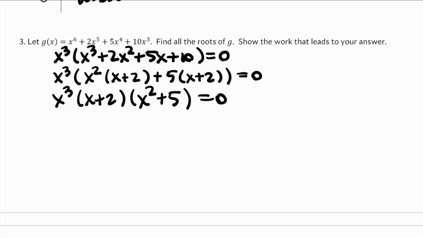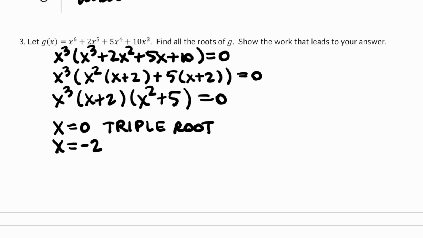So, okay, now that I've got it fully factored, I'm ready to solve, right? If any of the factors were equal to 0, the whole product of them would equal 0. And so if x cubed was equal to 0, that would only happen when x was equal to 0. Now that is going to be a triple root. x plus 2 could equal 0. That would be where x was equal to negative 2. And x squared plus 5 could equal 0, and I'm going to solve that one out.